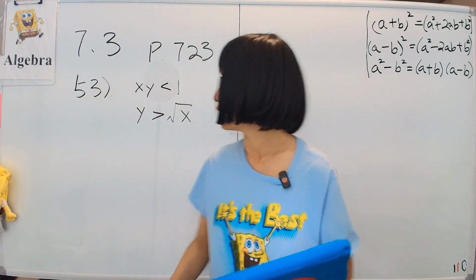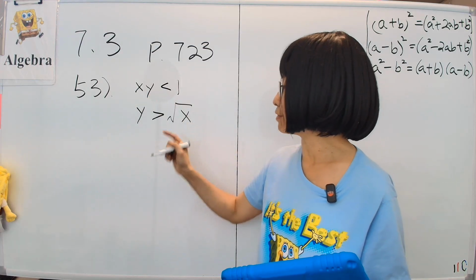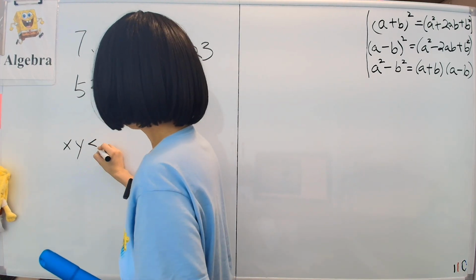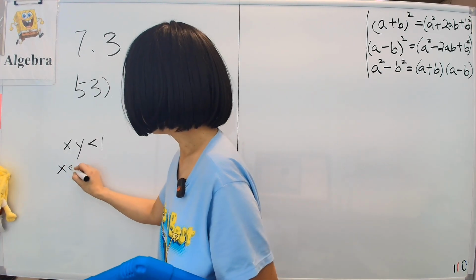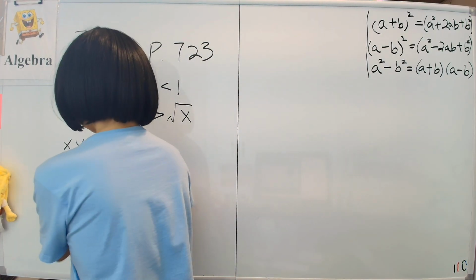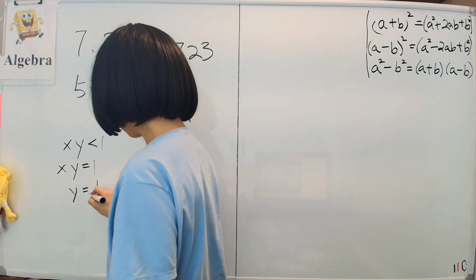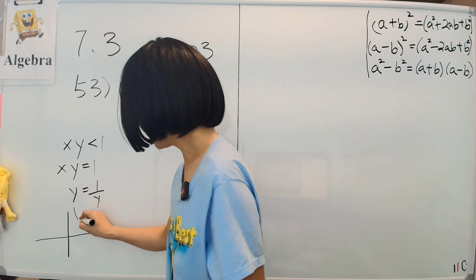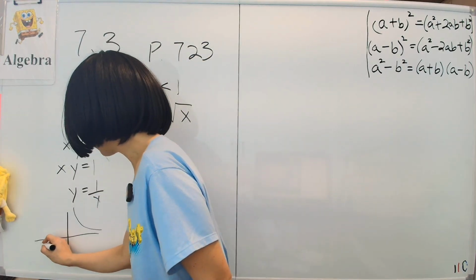All right, next, let's consider problem 53. We have x times y is less than 1. Let's graph that one first. So if xy is less than 1, what is that? Let's consider the equation xy equal to 1. If xy equals 1, or put it another way, y equals 1 over x. That would be the equation that looks like this. This is one of the graphs that you're supposed to memorize. y equals 1 over x. The other side goes like this.